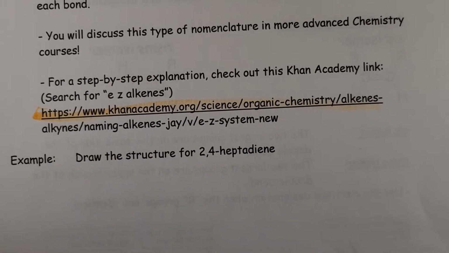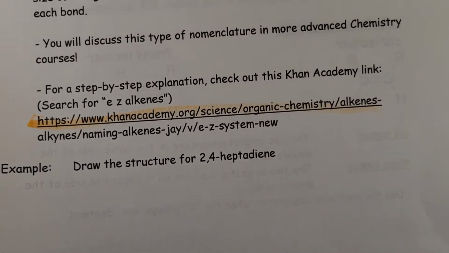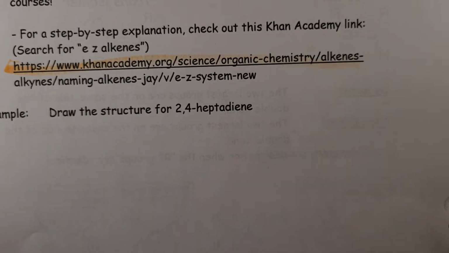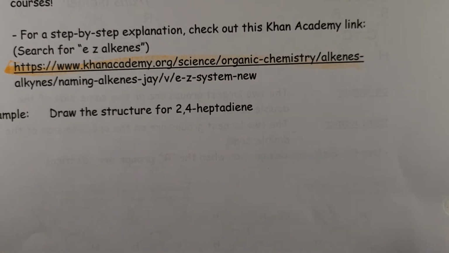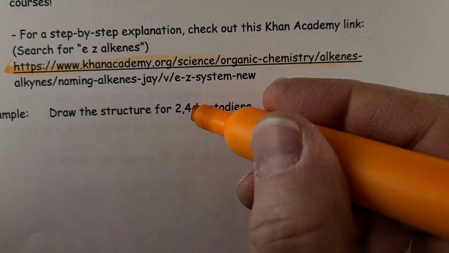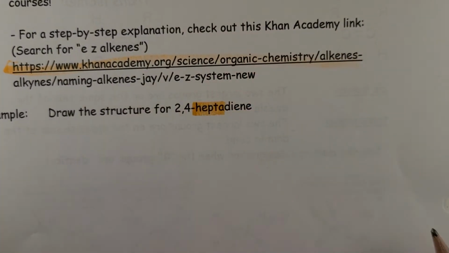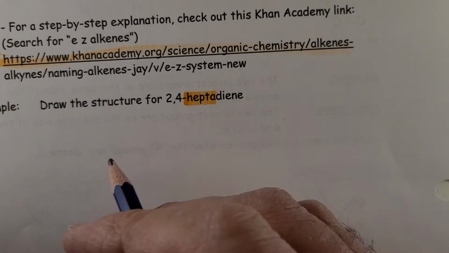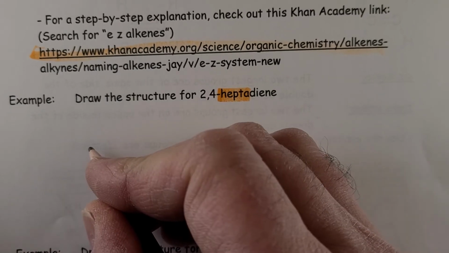Welcome back, Chemistry 30. So we'll look at some examples of alkenes and drawing them out. So if we look over here, draw the structure of 2,4-heptadiene. So the thing that stands out here is hept. Hepta, of course, is 7 carbons. So let's draw 7 carbons out.